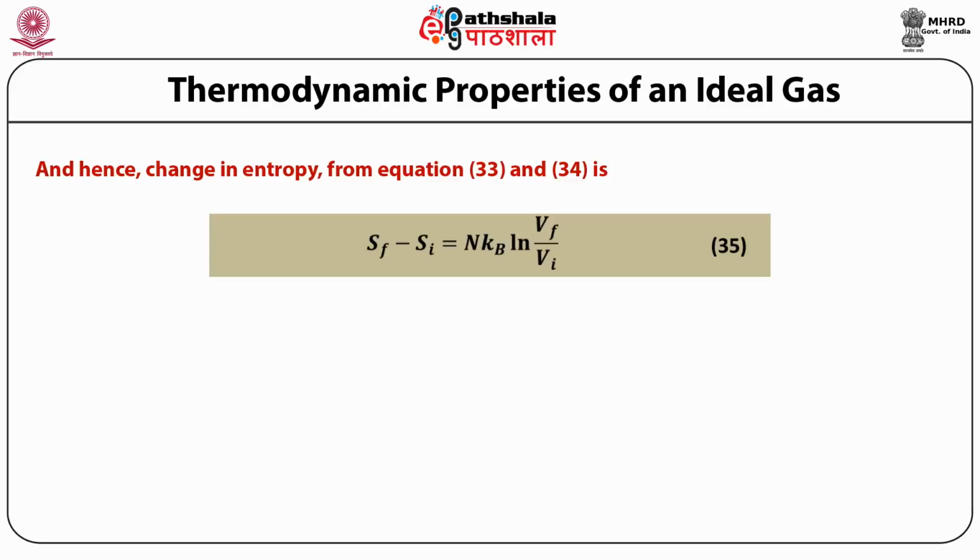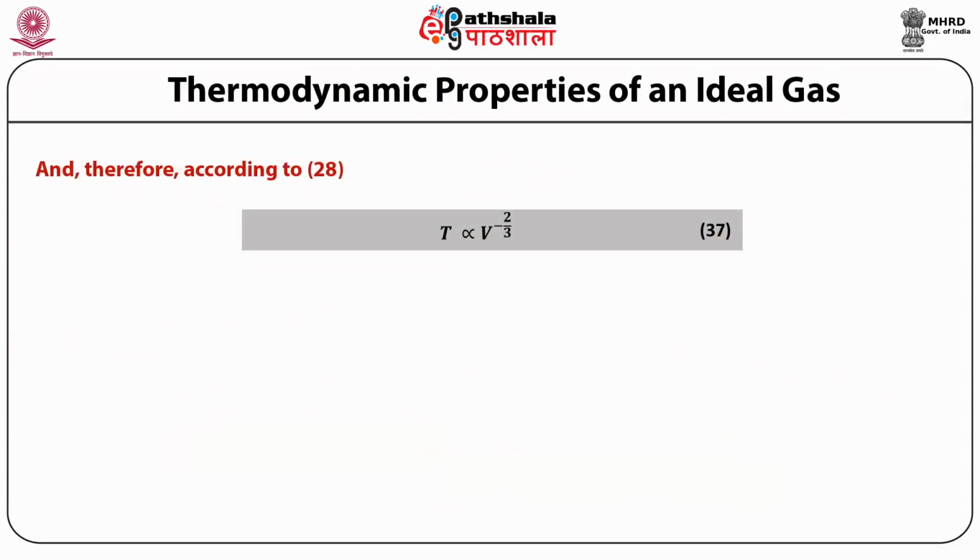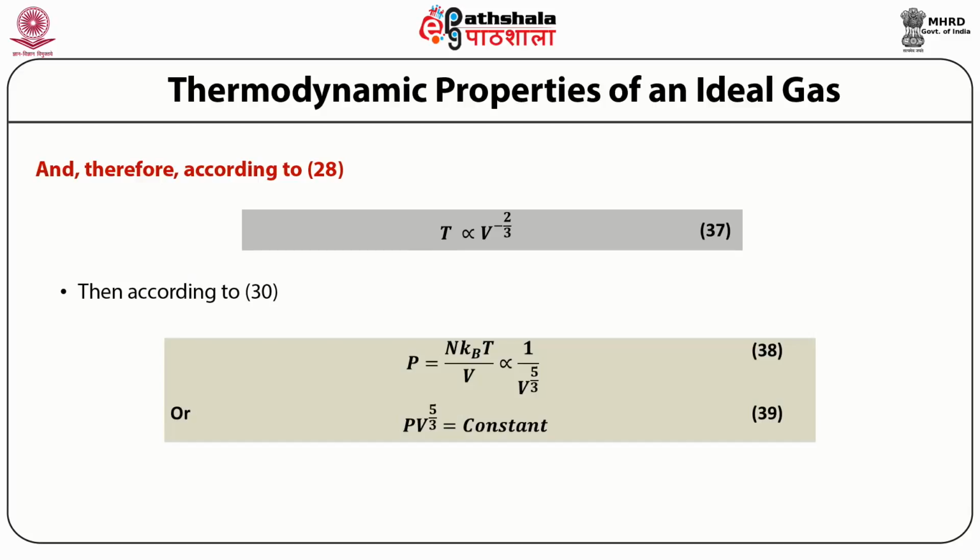In the case of reversible adiabatic change, a reversible adiabatic change implies S is equal to constant and N is equal to constant. Then according to equation 26, E is proportional to V raised to power minus 2/3. And therefore according to 28, T is proportional to V raised to power minus 2/3. Then according to 30, P is equal to N kB T upon V, proportional to 1 upon V raised to power 5/3, or P V raised to power 5/3 is equal to constant, a result matching with thermodynamics.